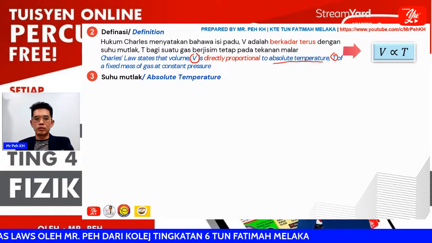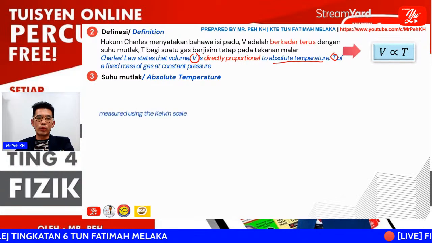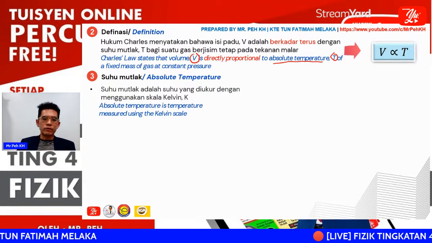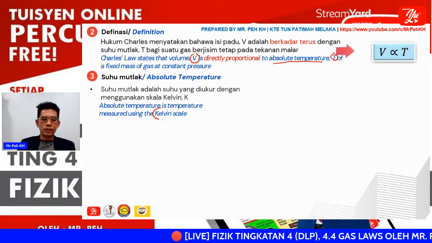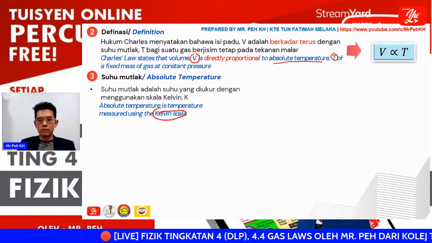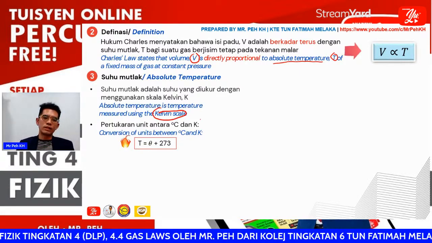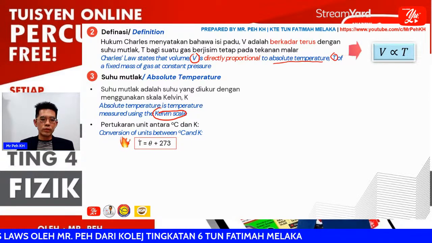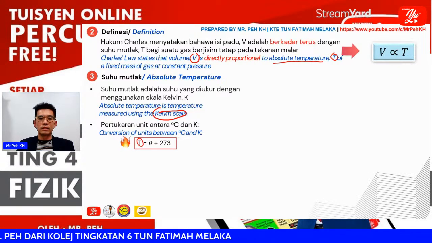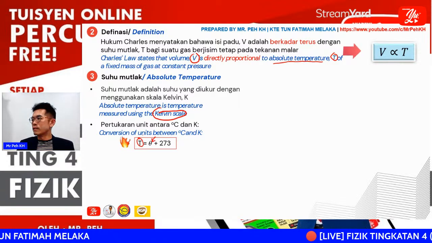Now I'm going to explain to you what the absolute temperature is. The absolute temperature is the temperature measured by using the Kelvin scale. The conversion between degrees Celsius and Kelvin uses this formula. T is the temperature in Kelvin. Theta is the temperature in degrees Celsius.